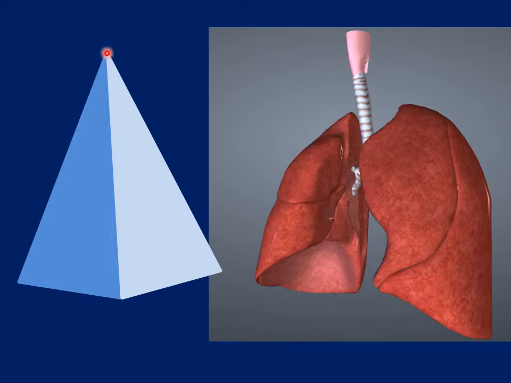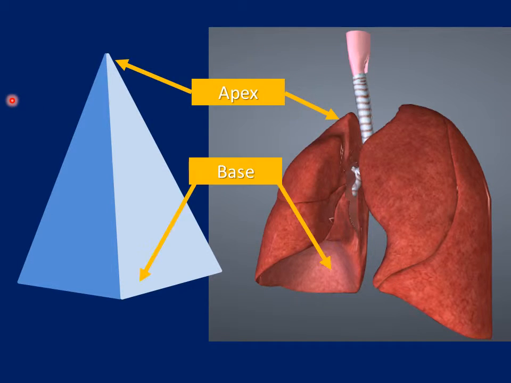You see this big pyramid over here. Excuse me, on the left. The lungs are mostly like a cone or a pyramid shape. You can see how it's kind of a pyramid shape here. With a pyramid, we have an apex and we have a base.